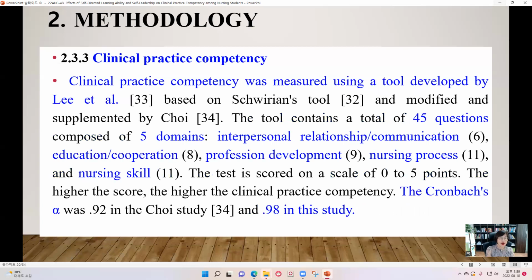And the clinical practice competence was measured using a tool developed by Lee. This tool has 45 questions composed of 5 domains: interpersonal relationship, communication and education cooperation, professional development, the nursing process, and the nursing skill. The Cronbach's alpha was 0.92 in that study, and in my study 0.98.